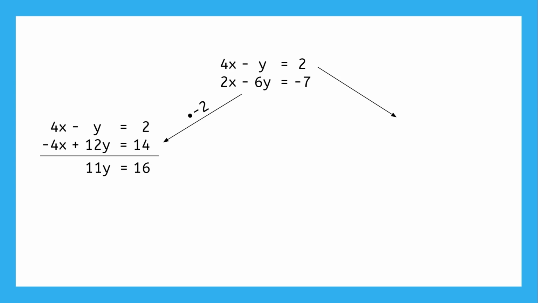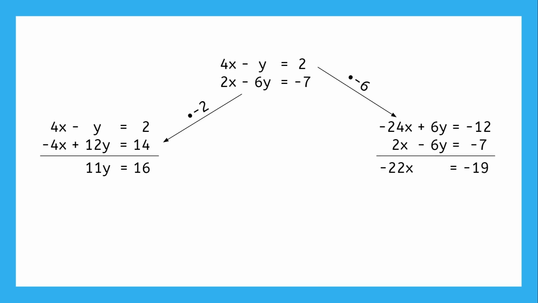So what would we multiply by to make the y terms eliminate? Hopefully you said multiply the top equation by -6. This creates a +6 on the top that eliminates the -6 on the bottom, leaving us with -22x equals -19. I'll leave it up to you to finish solving this system, but I'll give you a hint. Check out the two equations we got after eliminating.